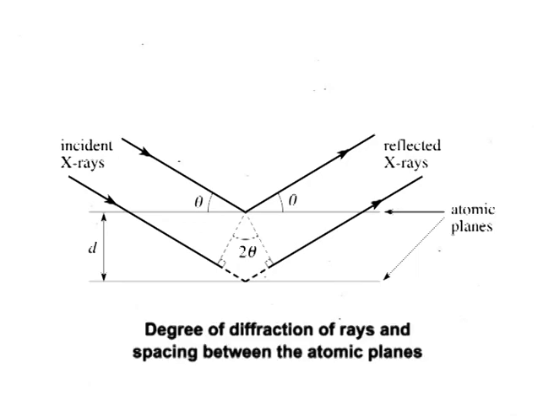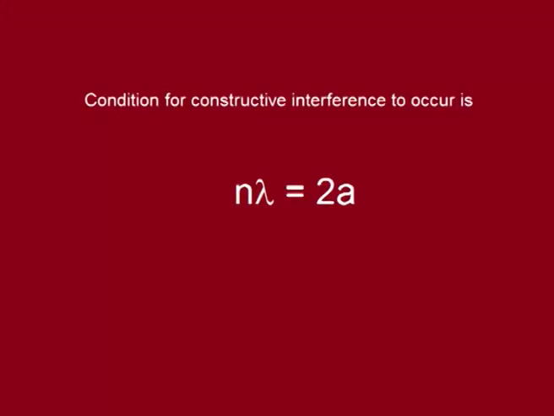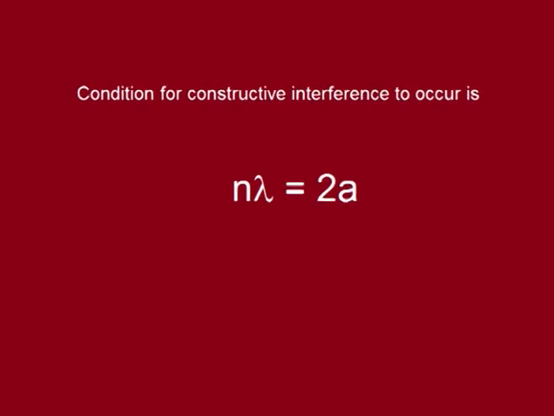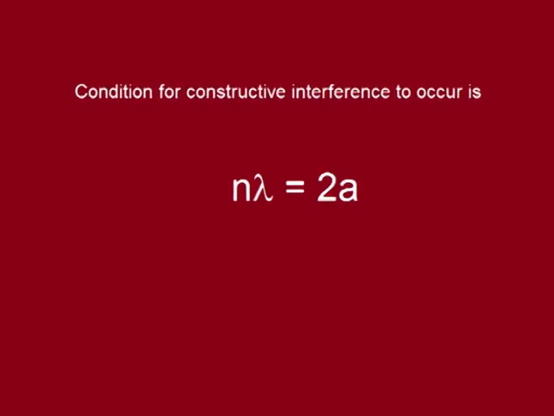Figure 7 describes the degree of diffraction of rays and the spacing between the atomic planes. If the distance 2a is not an integral number of wavelengths, then destructive interference will occur and the waves will not be as strong as when they entered the crystal. Thus, the condition for constructive interference to occur is n lambda equals 2a.